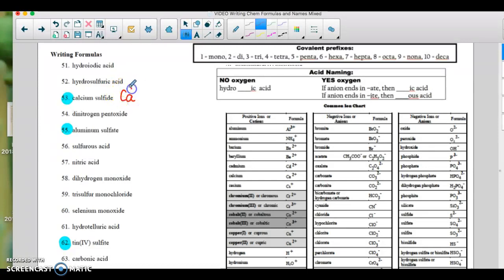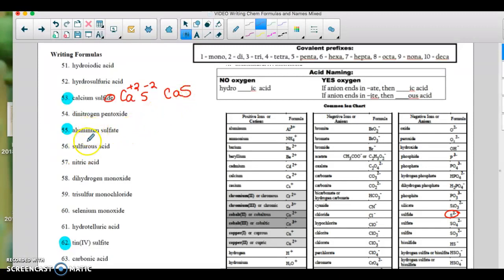Calcium is in group 2 of the periodic table, so it's always +2. And then sulfide came from sulfur on the periodic table, which is -2. If you forget, sulfide's right here too. So these already add up to 0, and that's the point of crisscrossing when I write a chemical formula. So I don't need to. It would just be CaS.